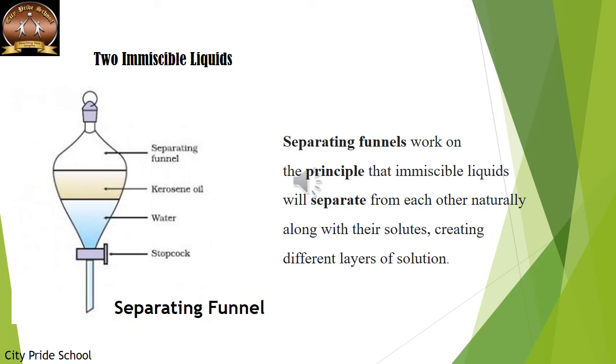You can see the two form layers. Then we open the stopcock and try to drain out the water from below. Once the water drains out, what is left is the kerosene oil. So then what we do is we change the beaker below and we can drain out the kerosene oil also. So by draining out twice, we can separate the two liquids.